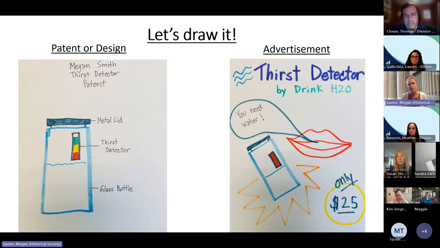When I've done this in the classroom, sometimes I'll have students finish early and I'm walking around. So then I'll say, okay, go ahead and turn the paper around, and then create an advertisement because you're going to have to sell this device. So this is an example of the advertisement. That's when they can start to think about the price, what it's going to be called. So the thirst detector by Drink H2O, so that's the company. Maybe they want to create a logo.